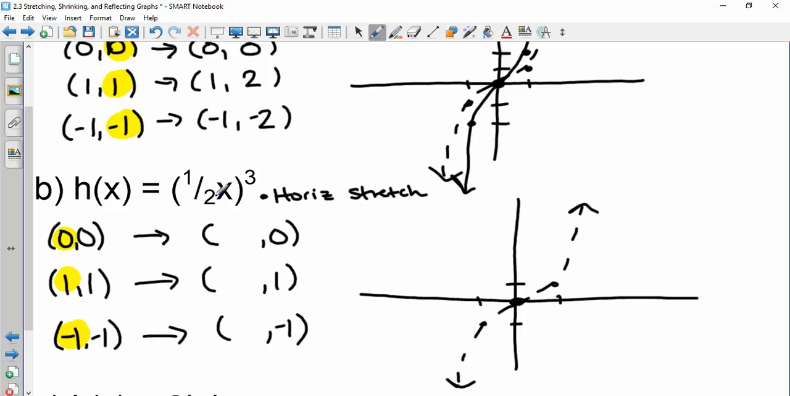This says multiplying by 1/2. What would be the opposite of multiplying by 1/2? Dividing. Dividing by 1/2. Or that's the same thing as multiplying by 2, right? So 0 divided by 1/2 or 0 times 2 is still 0. 1 divided by 1/2 or 1 times 2 is 2. -1 divided by 1/2 is -2.